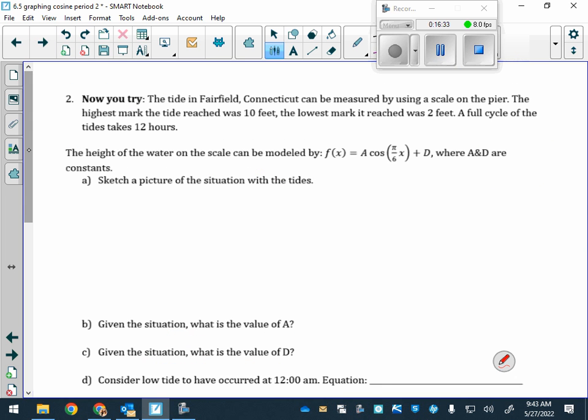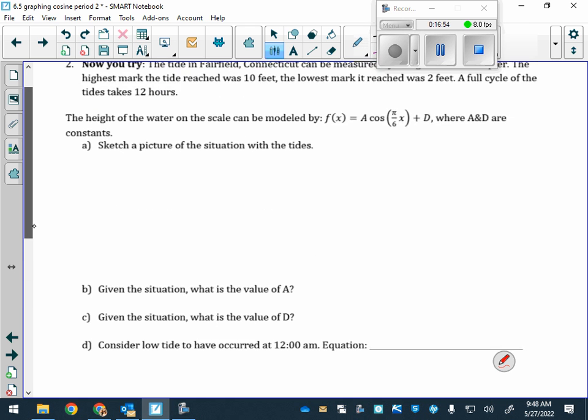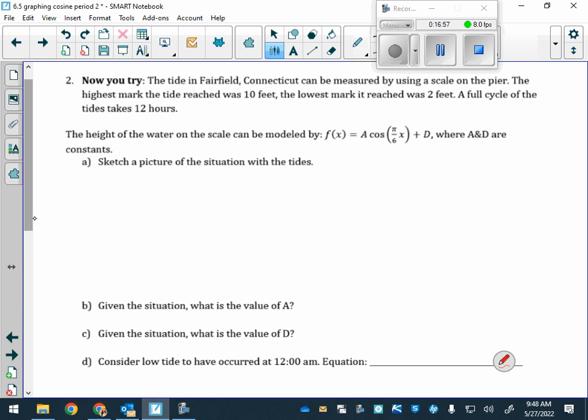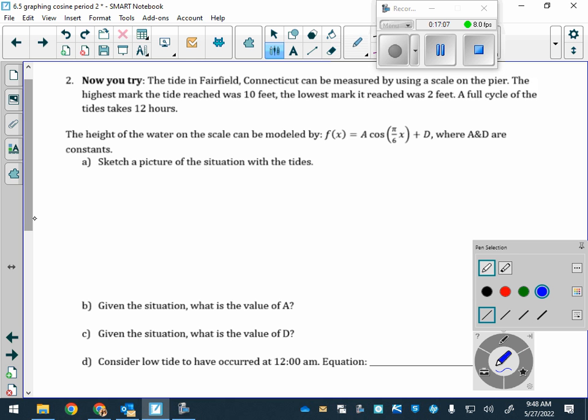Okay. Do you guys want to try it on your own? Give it a try. Work with somebody if you want to. Go through number 2. Okay. All right. So it should have been fairly similar, okay, to the one we just did. All right. So we're looking at tide in Fairfield can be measured by using the scale on the pier. The highest mark of the tide reached was 10 feet. The lowest mark was 2 feet. Okay. And again, it's 12 hours.